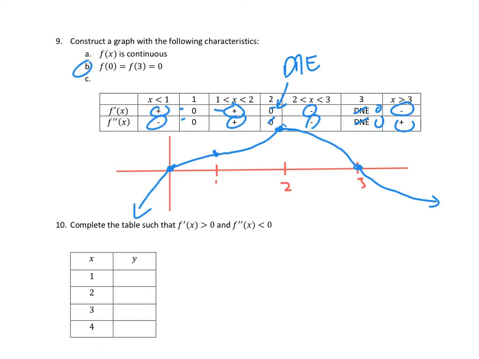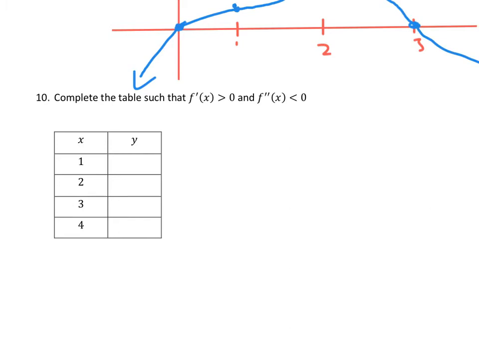All right. Here's a good little problem. We want to make a table, just making up some numbers, so that f prime is greater than 0 and the second derivative is less than 0. So what does that mean? This means it's increasing. However, the rate at which it's increasing is shrinking. So if it helps, a little graph here: this means we're increasing, and this means concave down.